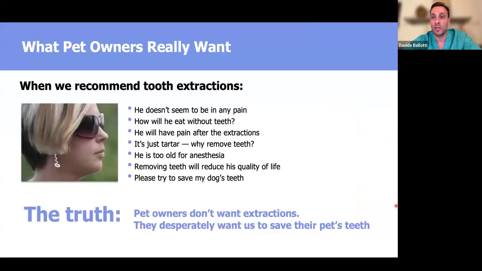When we recommend tooth extraction, they always have something to say. They say, he doesn't seem to be in any pain. How will he eat without the teeth? We know he's too old. Removing teeth is reducing his quality of life. So we know the truth. Pet owners don't want extraction. They want us to save their pet's teeth. So that's what we can do now.